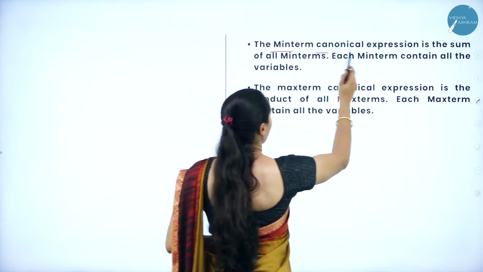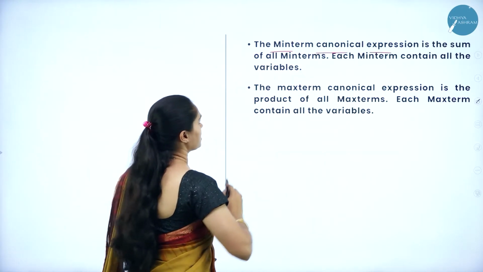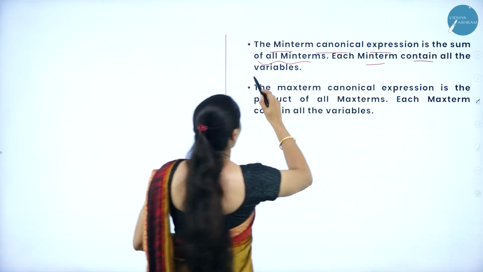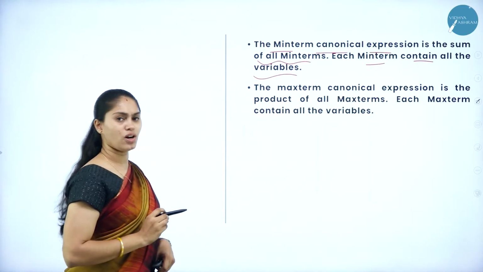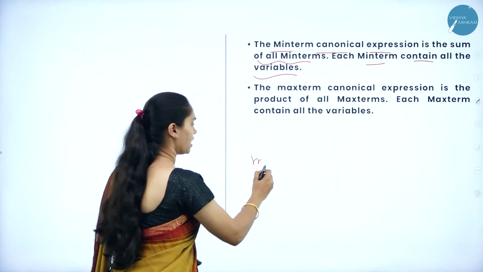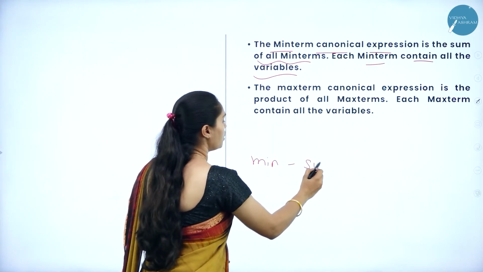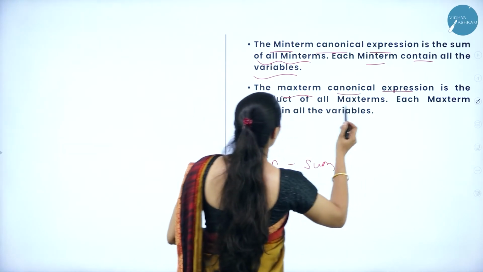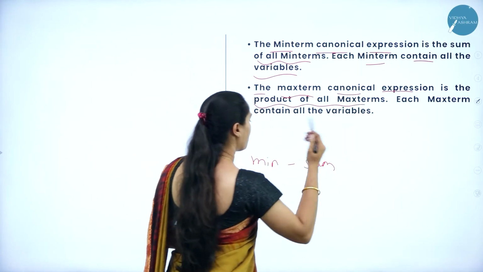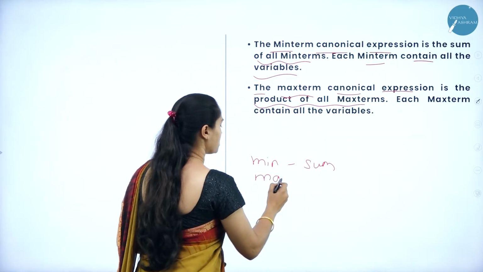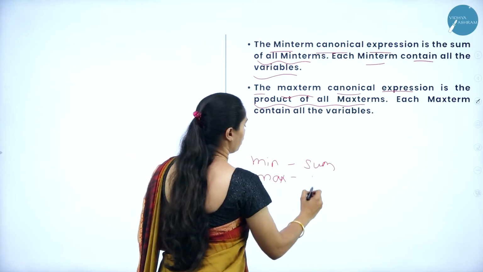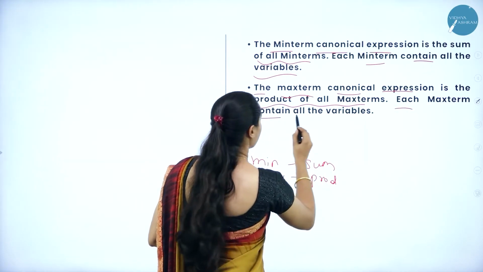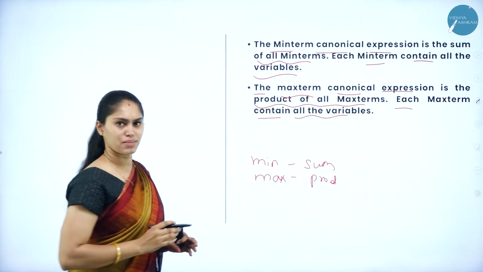The minterm canonical form expression is the sum of all the minterms, and each minterm contains all the variables. If it is a maxterm, the canonical expression is the product of all the maxterms, and each maxterm contains all the variables within it.